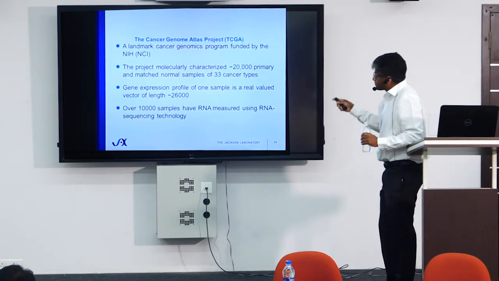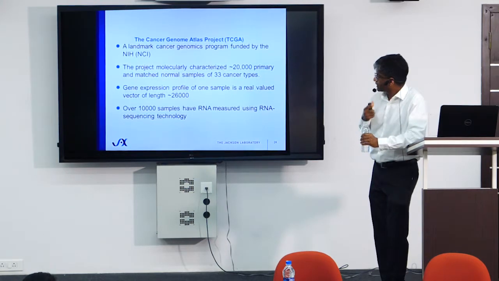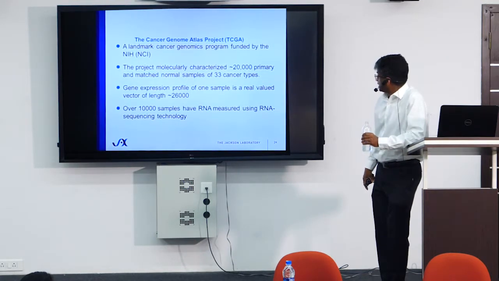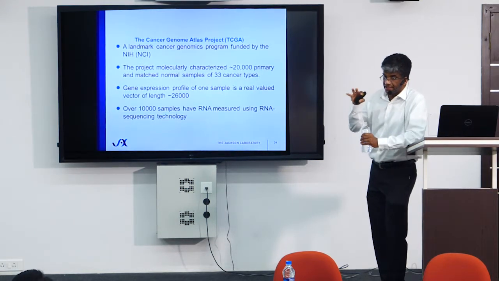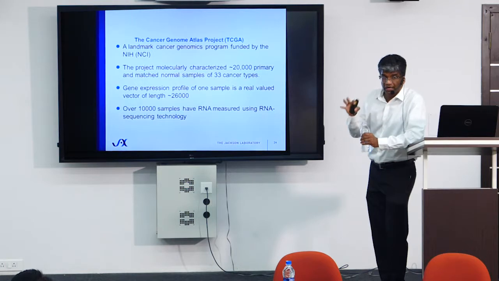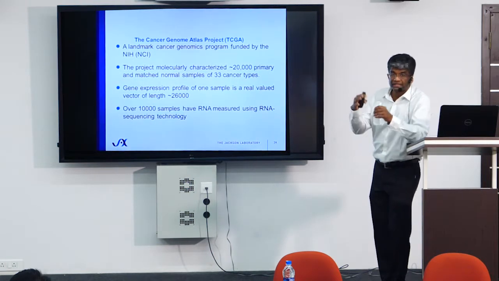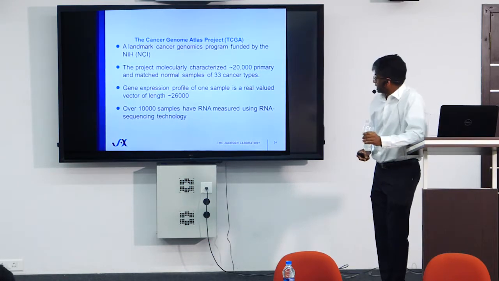So, there is this project called the Cancer Genome Atlas Project. This is funded by the National Cancer Institute. What they have done is, they have taken 500 tumors from 30 different tumor types and profiled them using the most expensive technology. And they have put that data on a website. Anybody can download it.